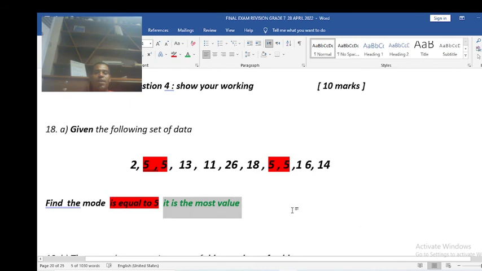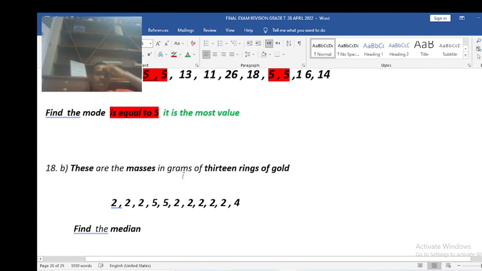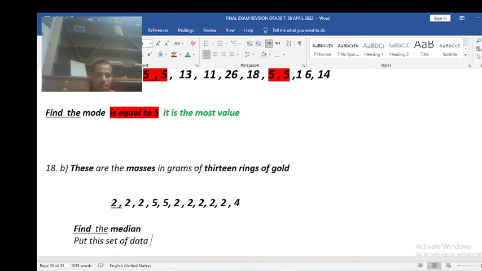Okay, learners. Then we move to the second one, sub question B. Here, let's say these are the masses in grams of 13 rings of gold: 8, 10, 2, 5, 2, in grams of course, 2, 4. Find the median. The median, it's clear. Just put this set of data in order, starting from the smallest.